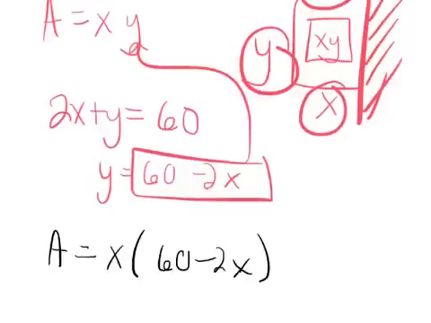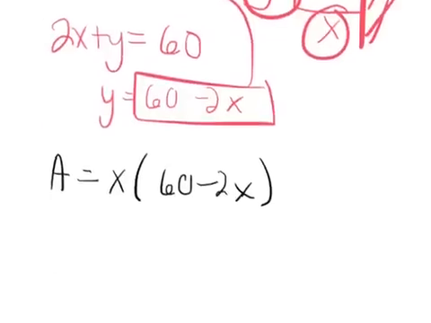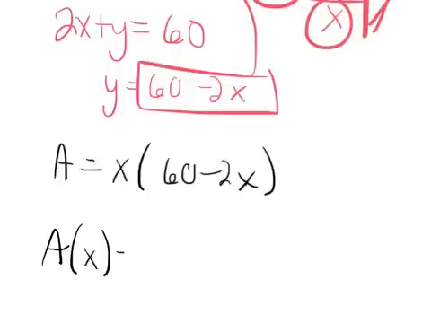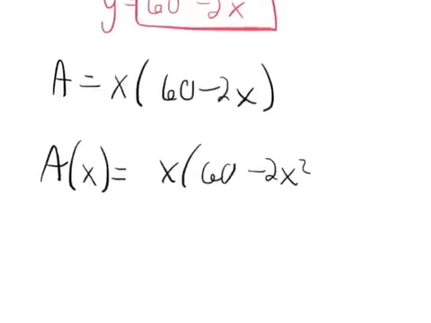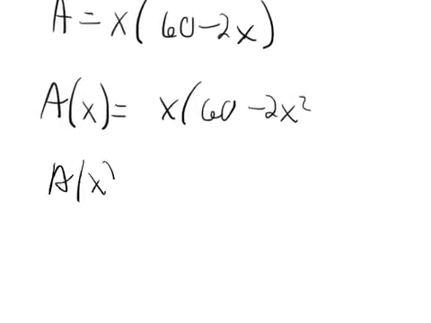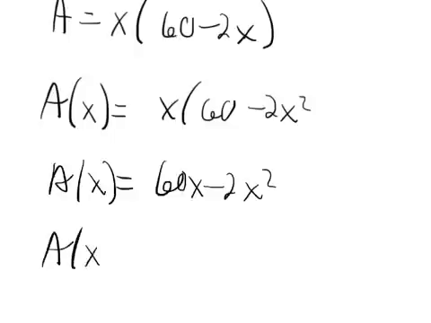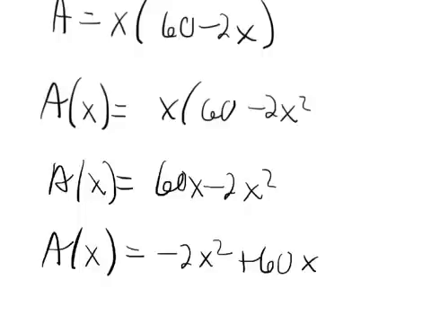So this is a function for the area only in terms of x, which means that we can now write this as a function like this, an area as a function of x. And clearly we can distribute the x and put it into standard form. So what this allows us to do is take a look at the standard form of this equation. And if we want to go ahead and maximize the area, we have to take a look at this problem and say, well, where is the maximum on this curve?